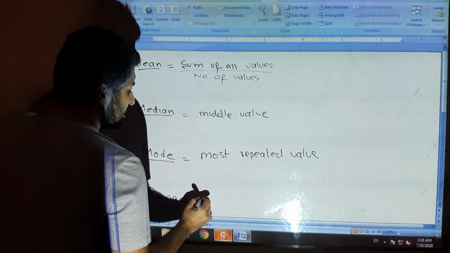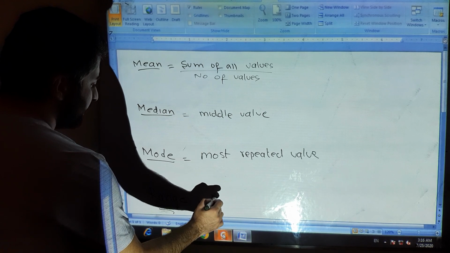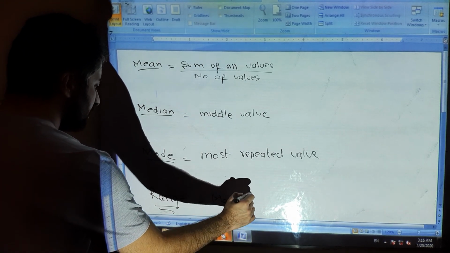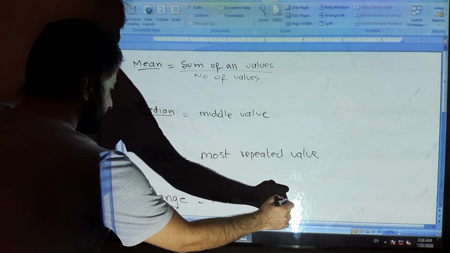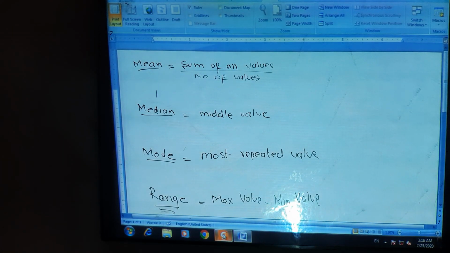And then range, that tells you more about the spread, that is maximum value minus minimum value. So this is about central tendency.